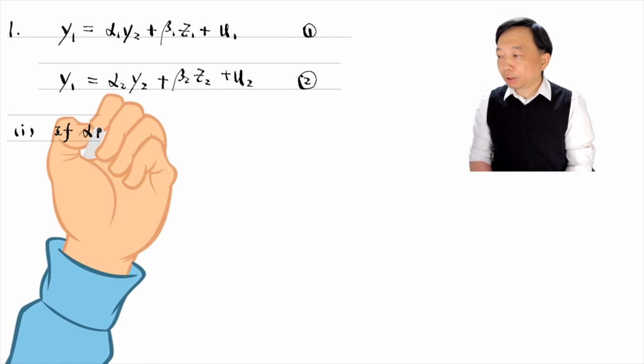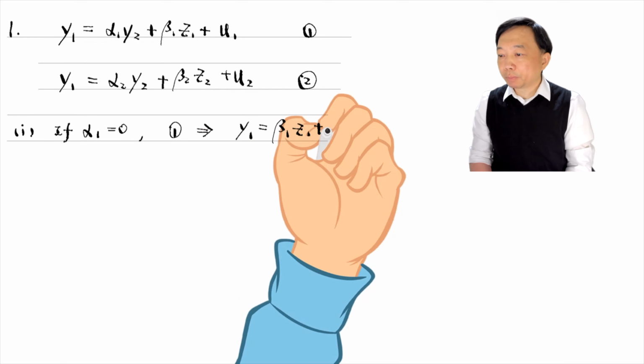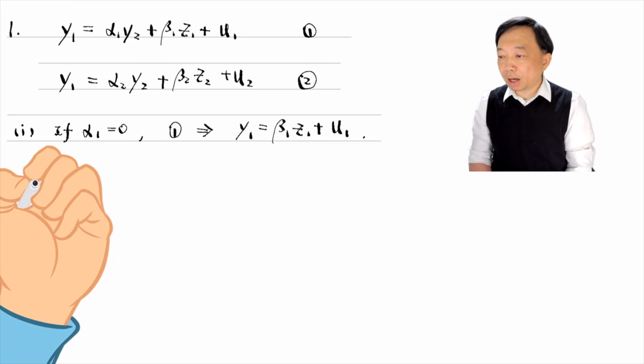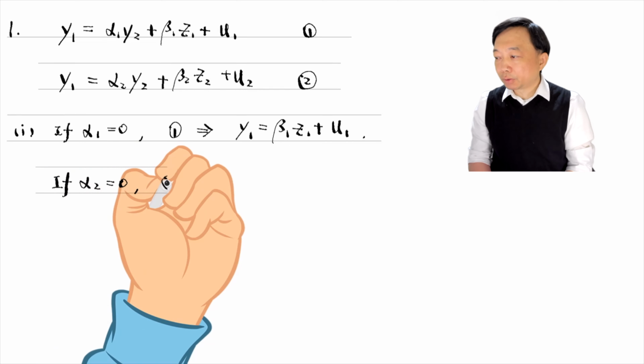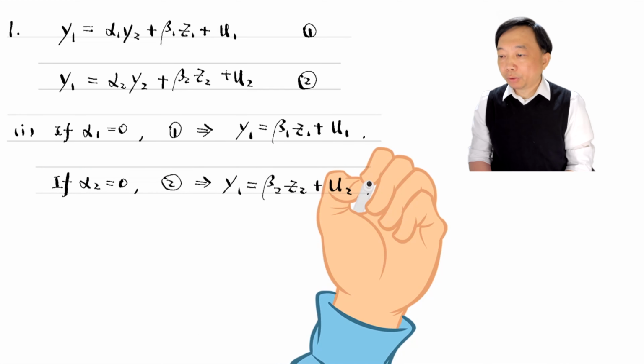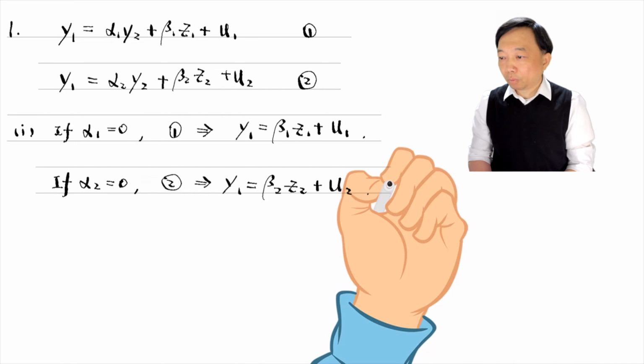If alpha 1 equals 0, equation 1 becomes y1 equals beta 1 times z1 plus mu1. It is the reduced form equation for y1 because y1 is expressed as a linear function of the exogenous variable z1 and the structural error mu1. If alpha 2 equals 0, equation 2 can be written as y1 equals beta 2 times z2 plus mu2. It is the reduced form for y1.